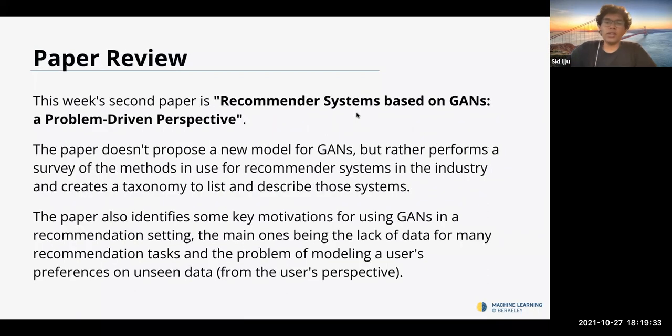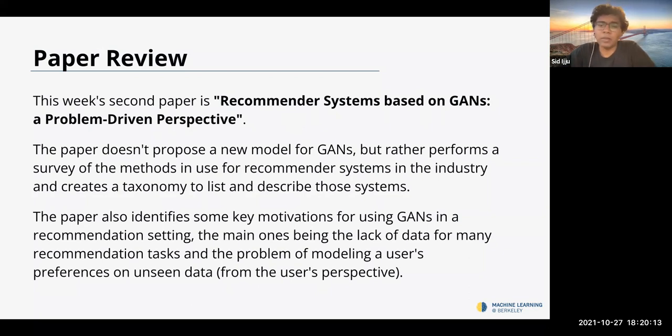All right. And so now we'll go into this week's second paper. The paper is Recommender Systems Based on GANs: A Problem-Driven Perspective. This doesn't propose a new model for GANs, but it performs a survey of methods in use for recommender systems in the industry, and it proposes a way to list and describe those systems. To be honest, these types of papers tend to be a little less useful in terms of educational content since they're more focused on summarizing information in the industry. But I thought that this would be a good example because it goes into recommender system application specifically.